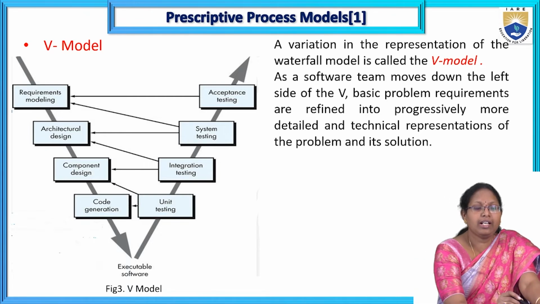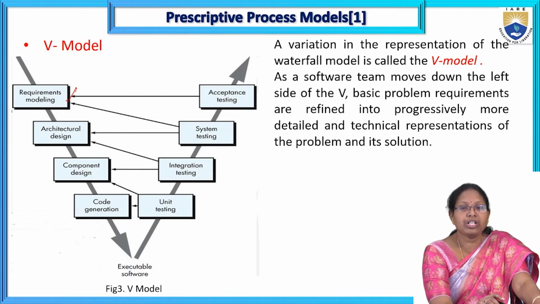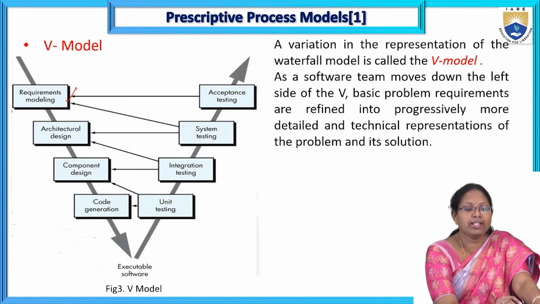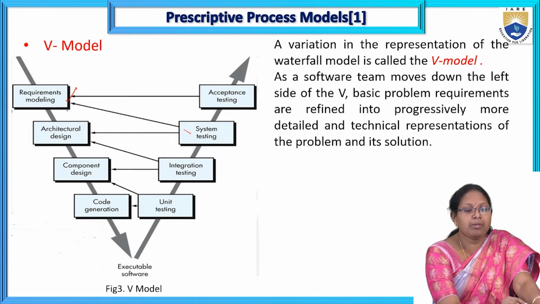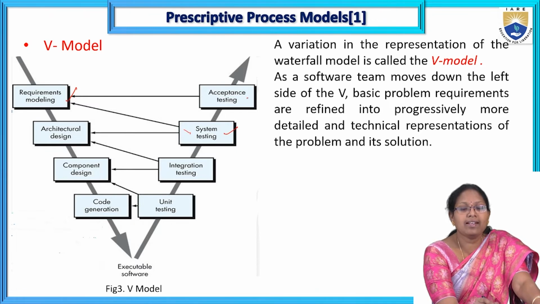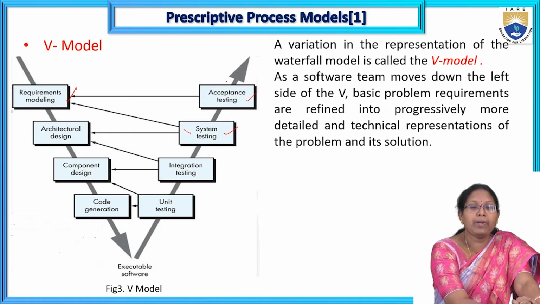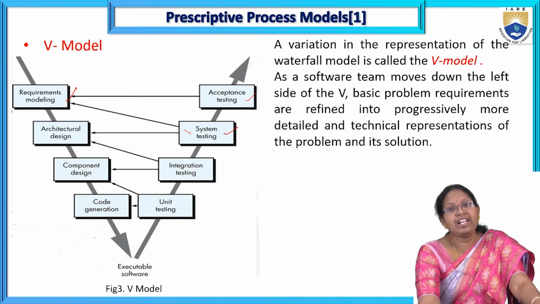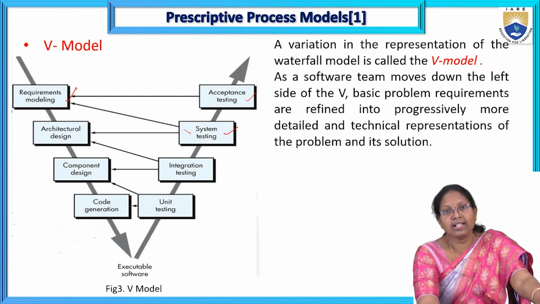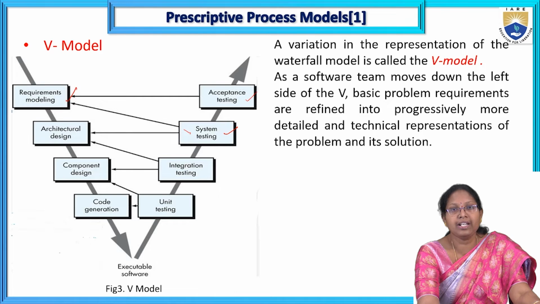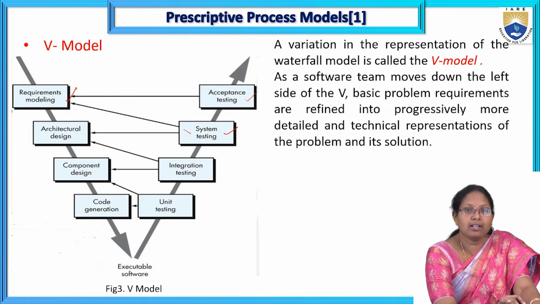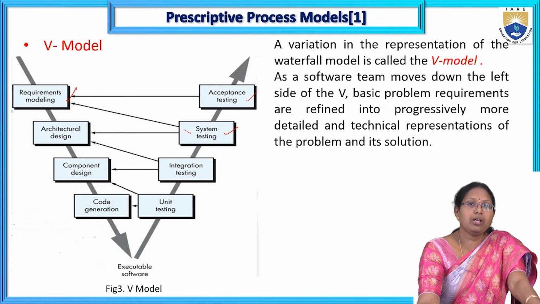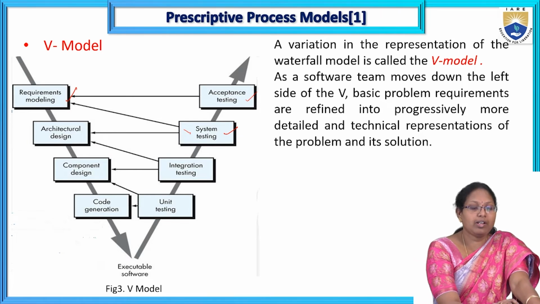So first is requirements modeling. From the communication point of view, whatever the requirement gathering is. Once the requirements gathering is over, the system testing approach as well as the acceptance testing approach are applied on the requirement gathering. Whatever errors occur at that time are overcome, and we recollect sufficient requirements for the particular product development. Then go for architectural design.